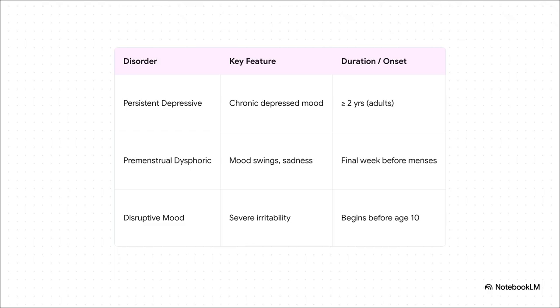So first, persistent depressive disorder, or dysthymia. The key word is chronic. Think at least 2 years of depressed mood. Next, PMDD is cyclical. The symptoms are tied directly to the last week before menses. And finally, disruptive mood dysregulation disorder is all about early onset and irritability. It starts before age 10 and is defined by these severe temper outbursts.